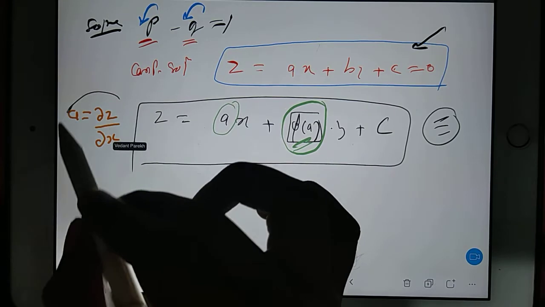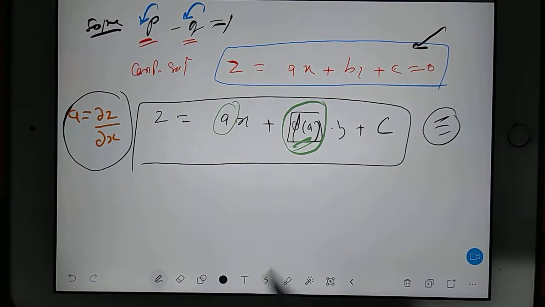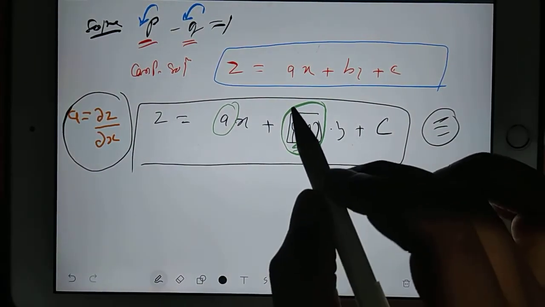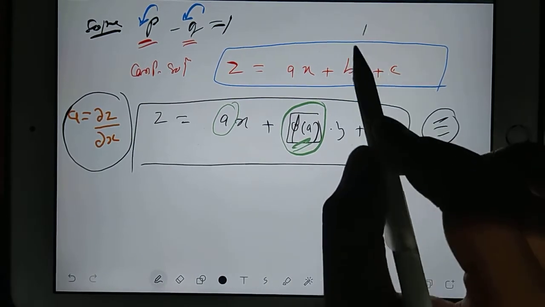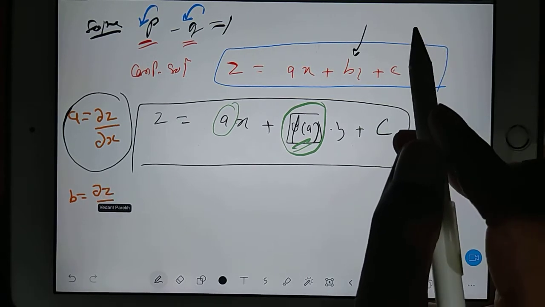A you can find out by dou z by dou x. No problem here. A you can find out. Don't put 0 here. B also you can find out. How will you find out B? You differentiate this for y. You can find out B also, dou z by dou y.